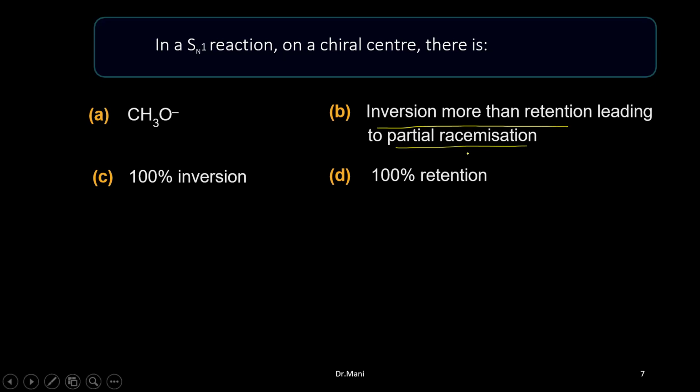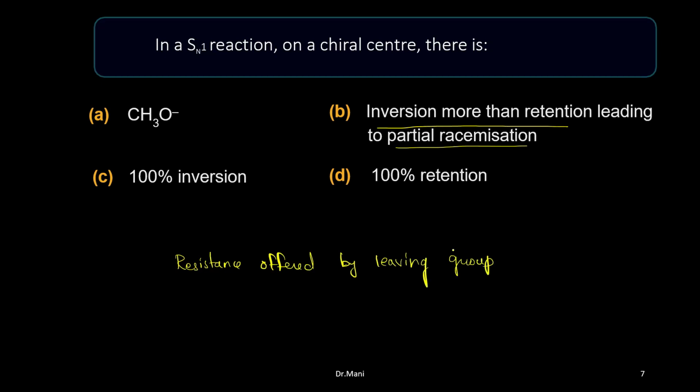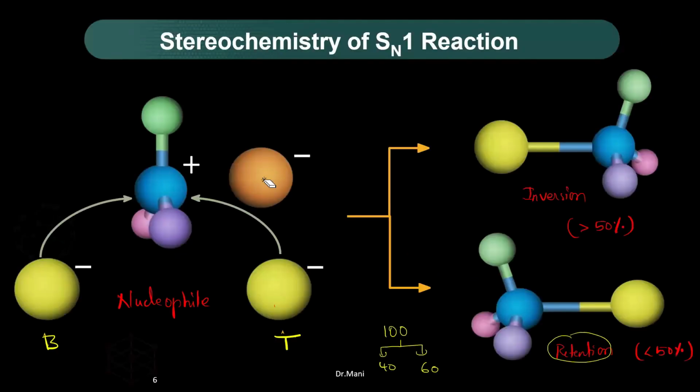And I also told you the reason behind it: the resistance offered by the leaving group. That means it doesn't want to leave. It wants to stay back, but you are forcefully leaving it. So this guy doesn't want to leave and wants to stay attached here, but he is showing opposition force. If he leaves, then only this yellow ball can attach. So that's what it means: there is a resistance offered by the leaving group over the incoming group.